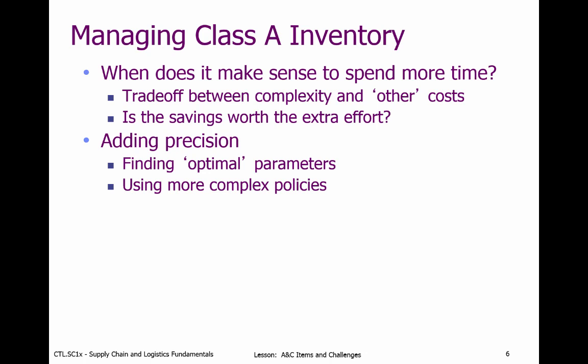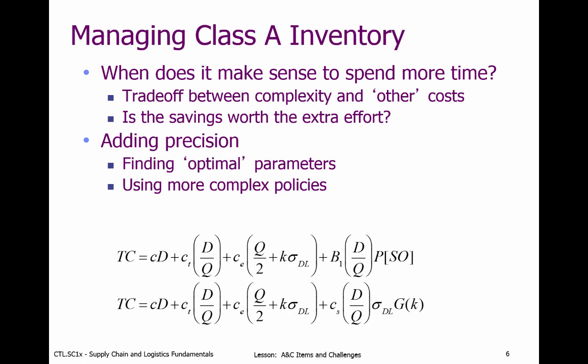Because I can put arbitrary values in for a min-max policy, but that might lead to a worse situation than a standard, say, SQ policy. So we want to decide, when do we want to add precision?